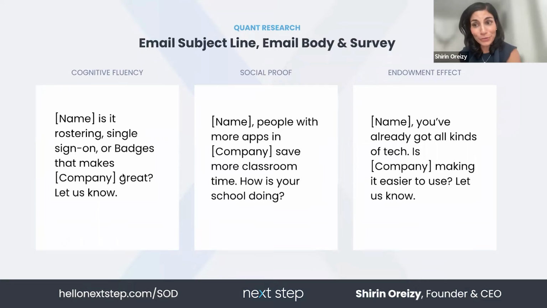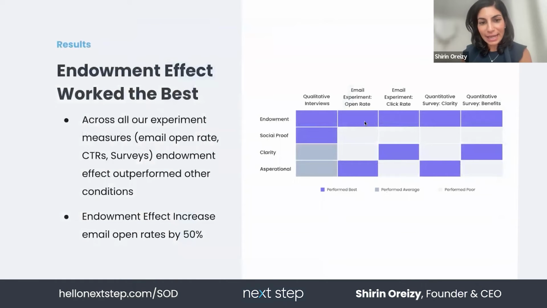Then we also thought about using social proof, which is this idea that we as humans look to others to guide our decisions. We basically wanted to nudge and show that, hey, there are other people and other school districts that are using the solution at high fidelity, and so should you. And finally, with our endowment example, we wanted to remind people that they've already invested in this technology, and they're simply not using it at high fidelity. What was really interesting is that across all of the metrics that we measured, the endowment effect ended up performing the best out of all of the different measures.